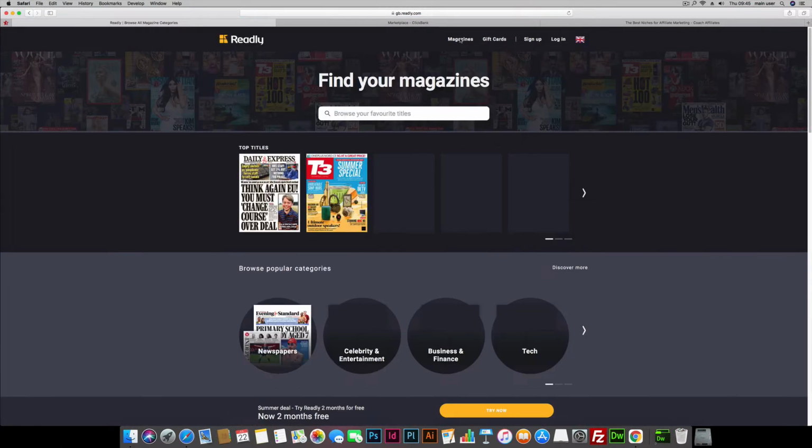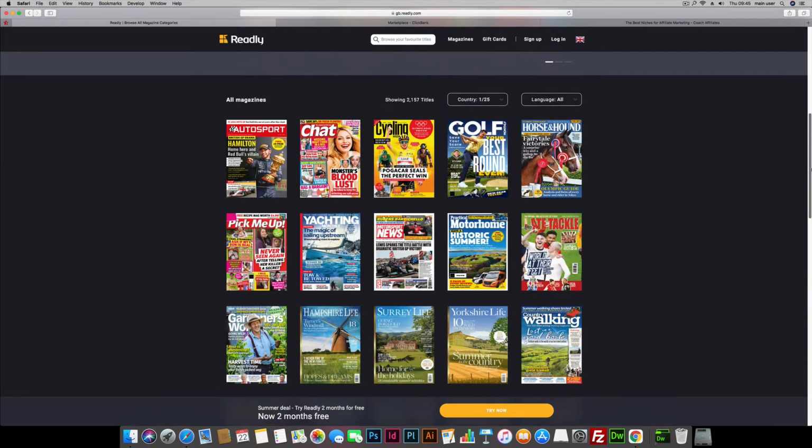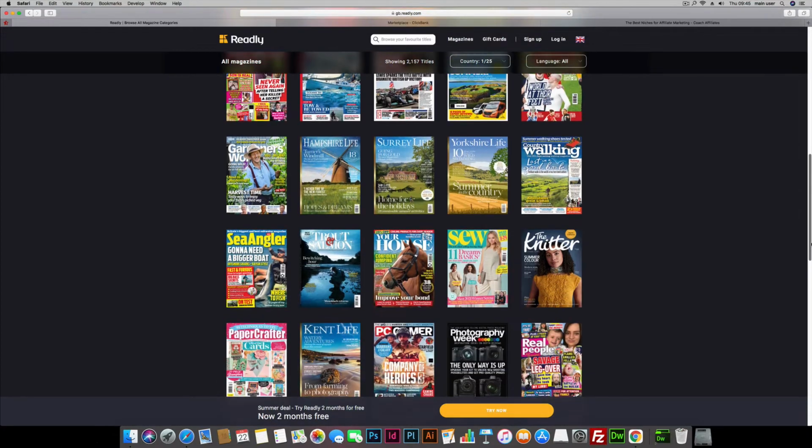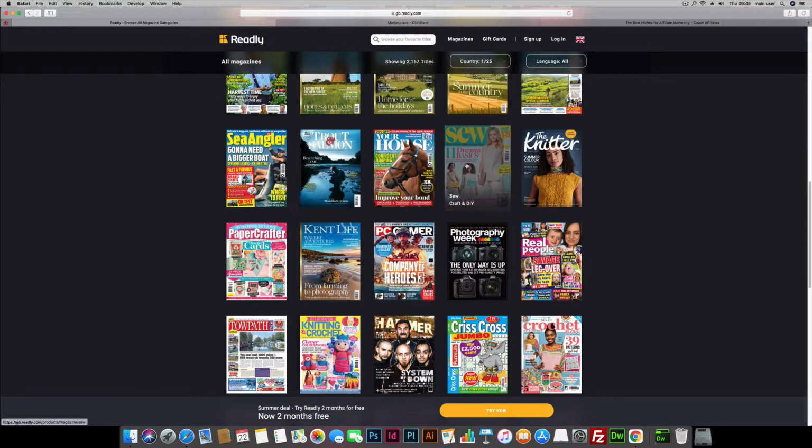And they have some excellent ideas for looking for niches. And obviously, they're showing here over 2,000 titles. And some of them will be quite obvious, like yachting and motorsport and motorhomes. And others may not be so obvious. Gardening is always a good one. Sea angling, trout and salmon. Sewing is always a good one. Knitting, photography, that type of thing.